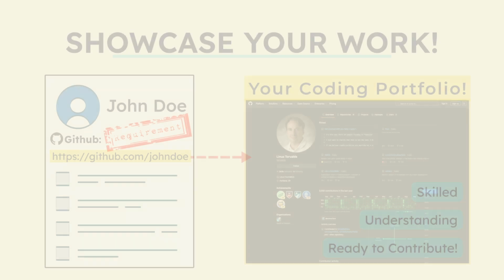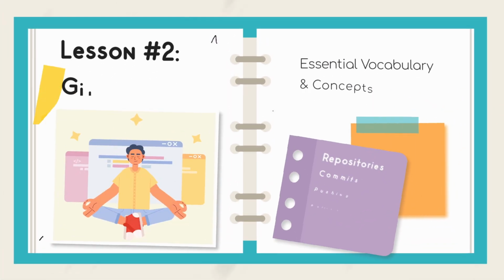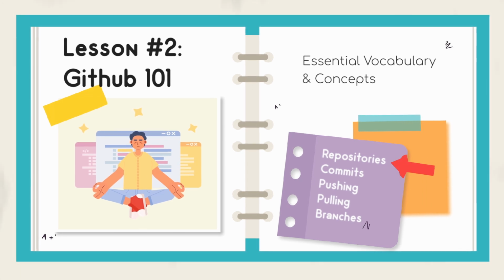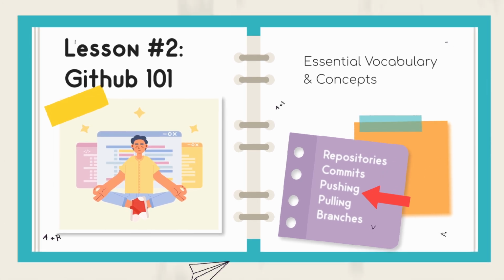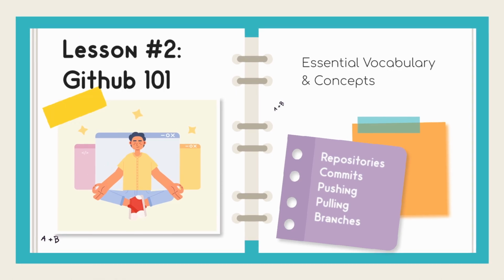Now that you know what GitHub is and why it's so important, in the next two lessons, we're going to put this knowledge to use. In lesson 2, we'll cover the essential vocabulary you'll need to navigate GitHub, including repositories, commits, pushing, pulling, and branches. These are the fundamental concepts that make all the magic happen.